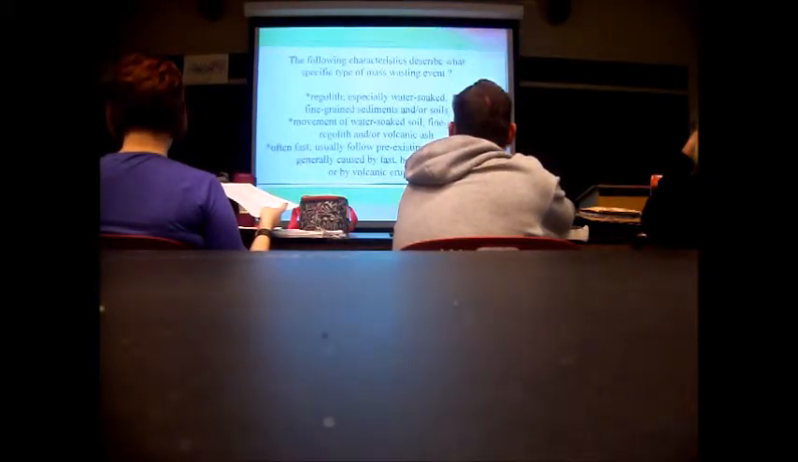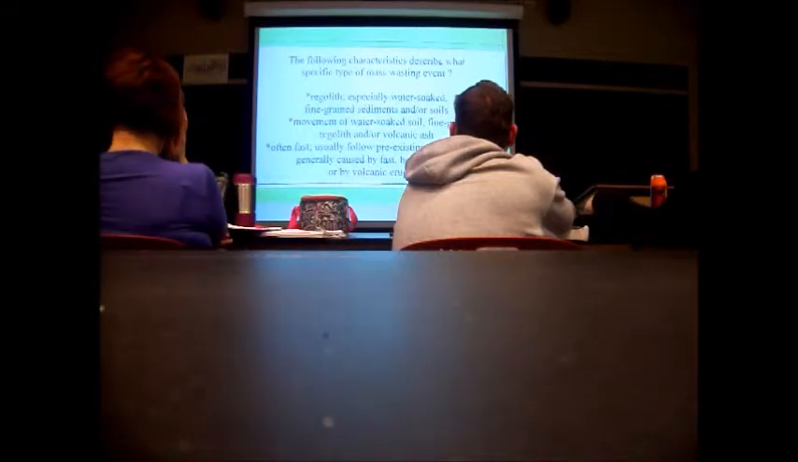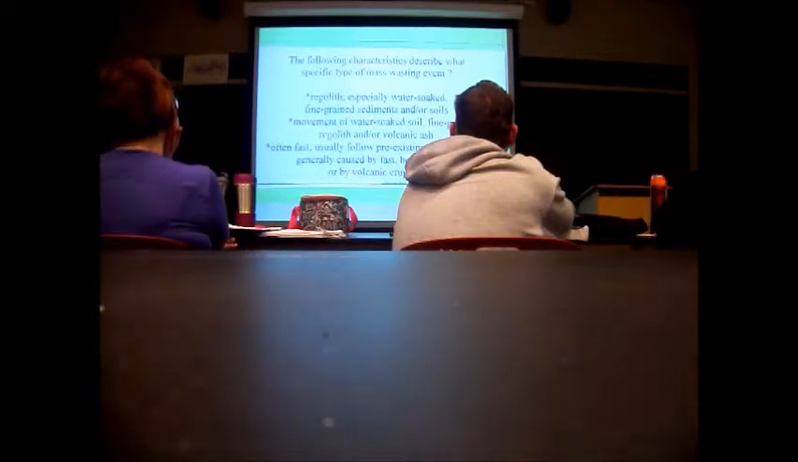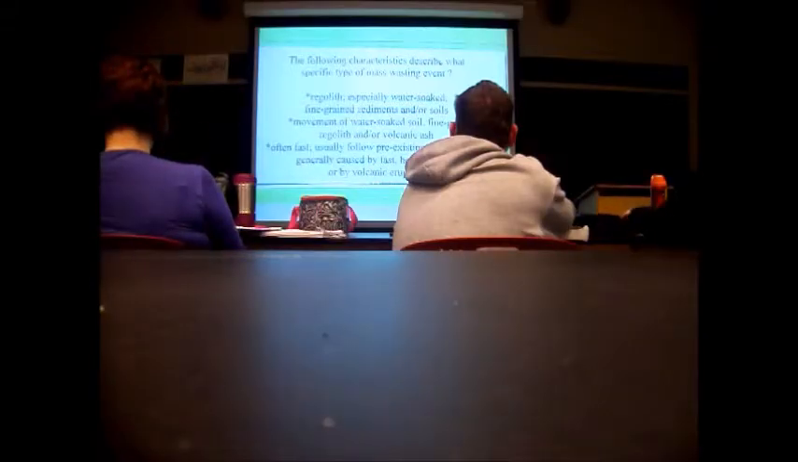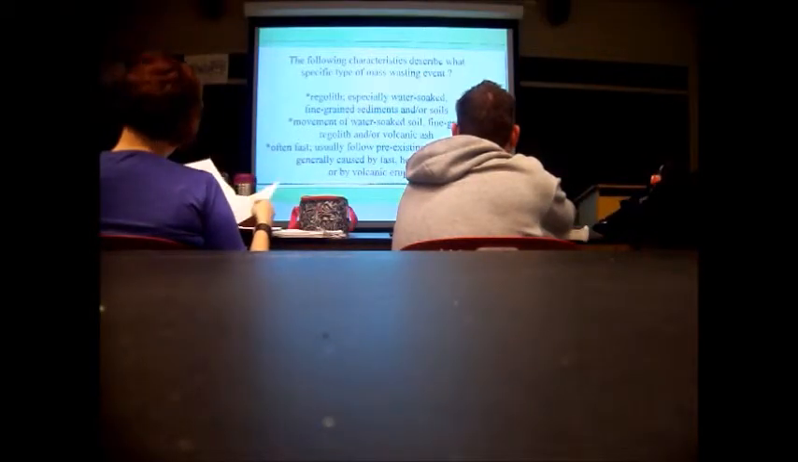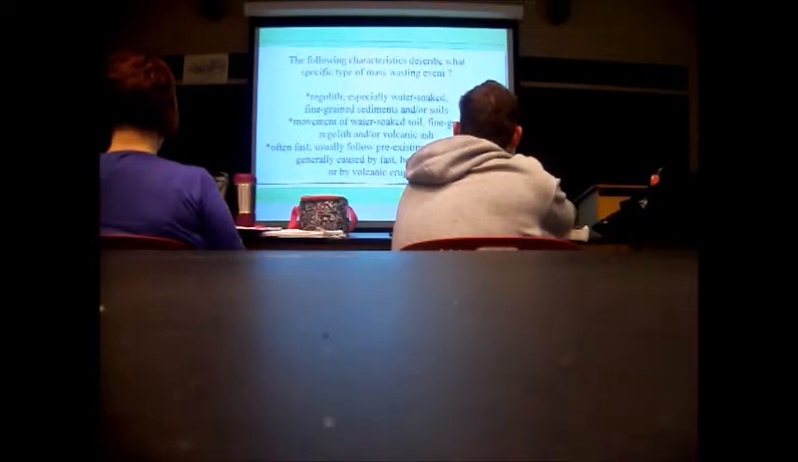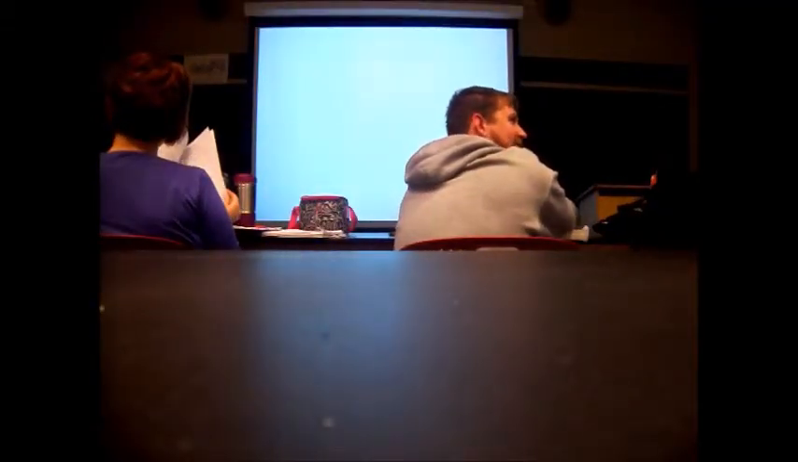Okay, blue. Ooh, big one. The following characteristics describe what specific type of mass wasting event? Regolith, especially water-soaked, fine-grained sediment and or soil. Movement of water-soaked soil, fine-grained regolith and or volcanic ash. Often fast. Usually follow pre-existing stream valleys. That was a long one.